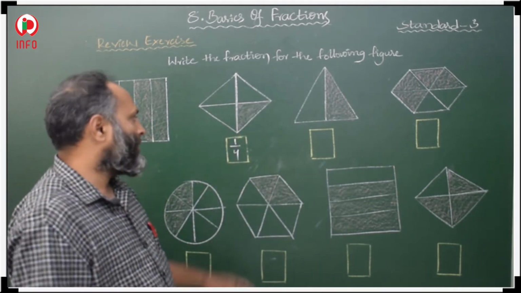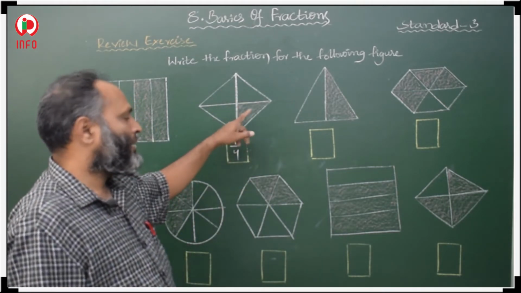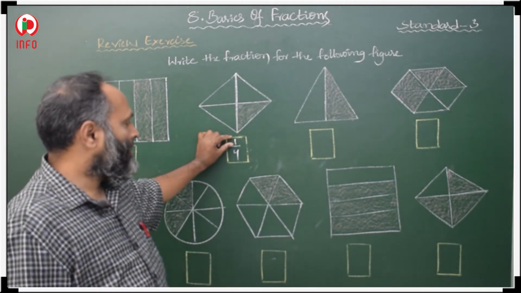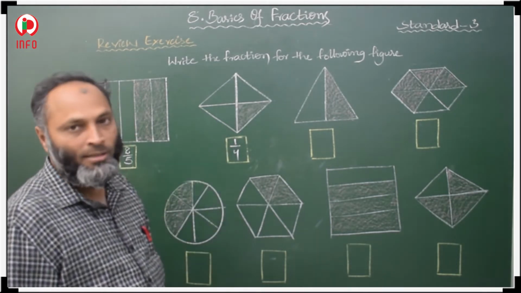One part out of 4 parts is shaded, so the fraction is 1/4. This is the representation: 1 is the numerator and 4 is the denominator.